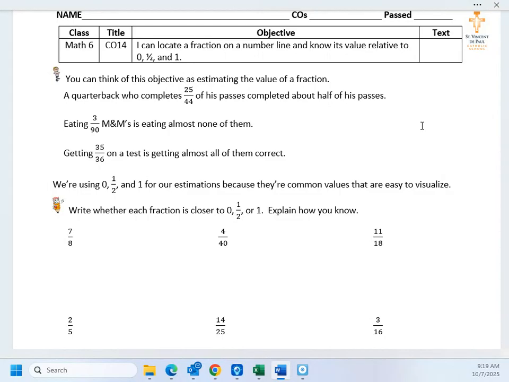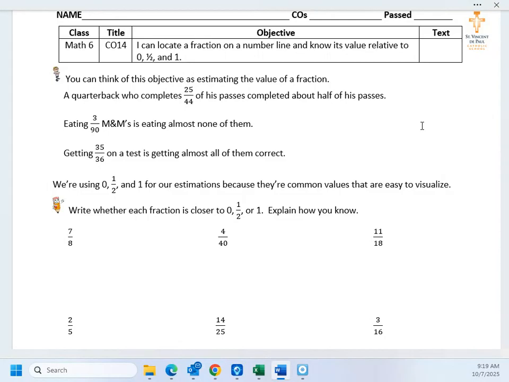So a quarterback who completes 25 over 44 of his passes completed about half of his passes. If we look at that 44, half of 44 is 22. That 25 is super close to the 22, so we know it's about half. It's not exactly half, but a little over half.